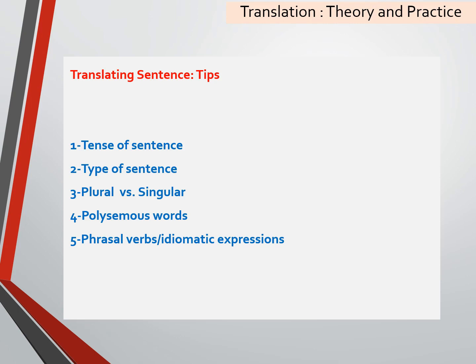So, you know the tense of the sentence, you know the type of the sentence, you know whether there are plural or singular nouns and words in that sentence, and you know whether there is a word or a couple of words that carry more than one meaning, and whether phrasal verbs and idiomatic expressions are there or not. If you take these 5 into consideration and you know them, then this is a clear guide for you in order to start translating sentences. Now we are going to give each of these points some examples to make it more clear.